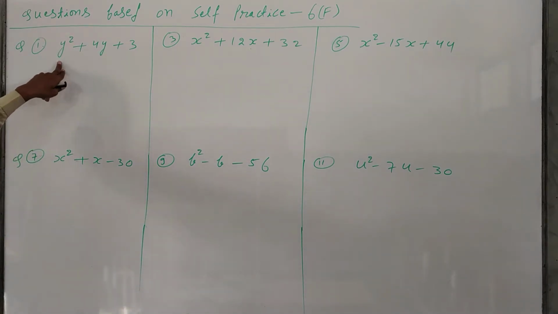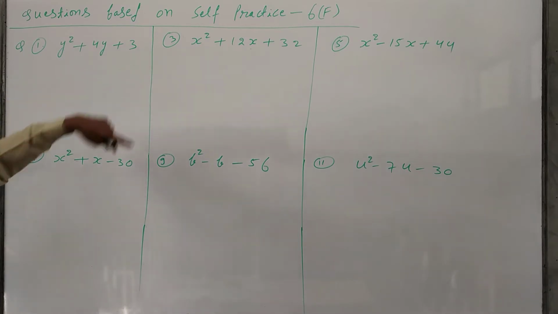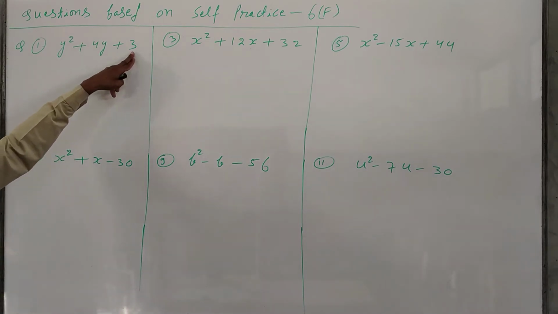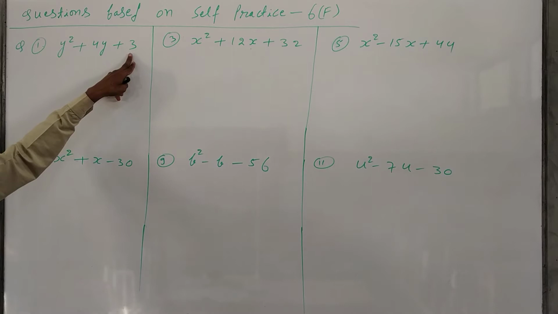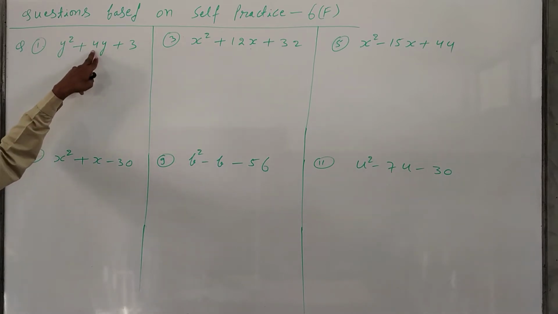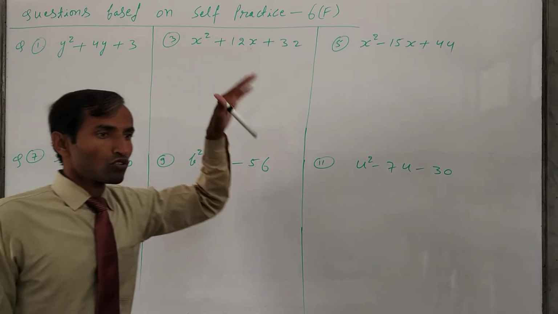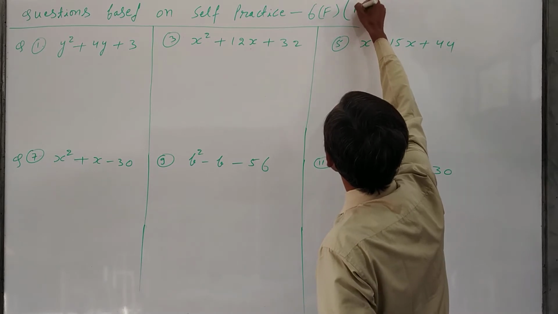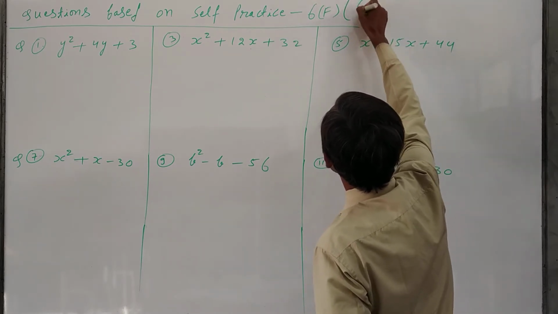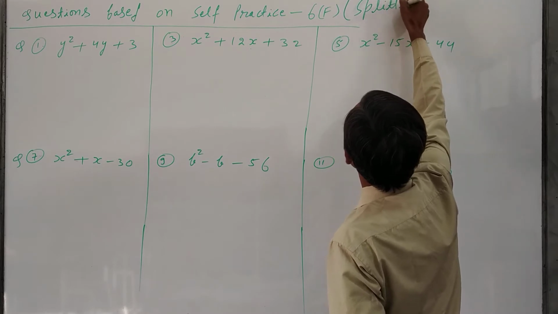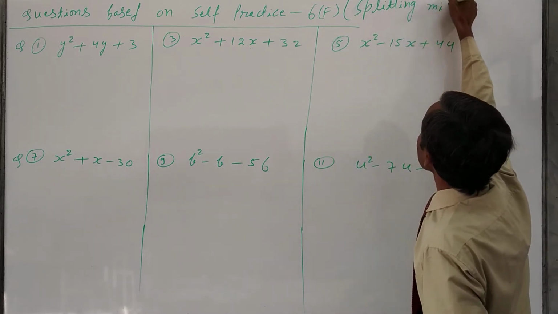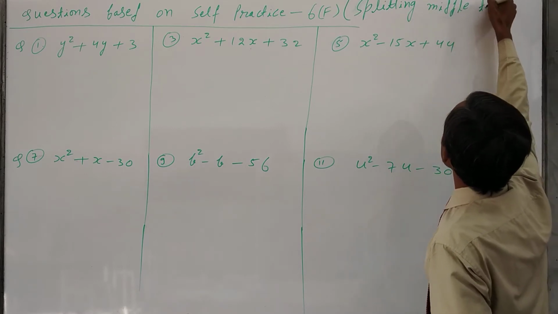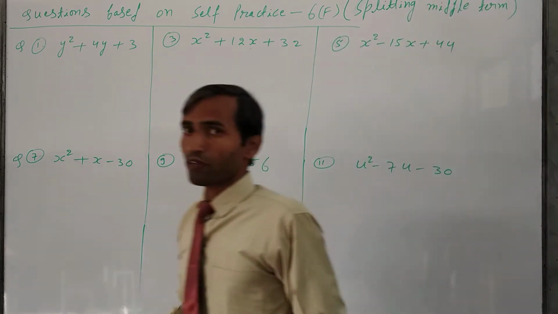So this one, y square plus 4y plus 3, how will we factorize this? In this case, just see the last constant term, this one is 3, and the middle term. In this question we have to use the splitting middle term method. Splitting middle term means we have to split the middle term into two parts.